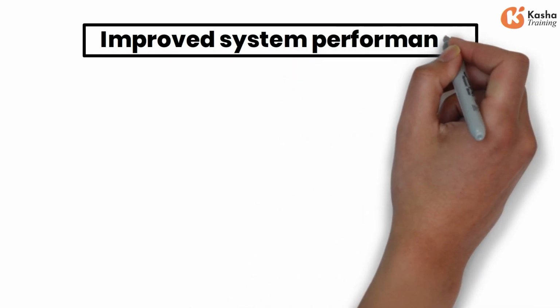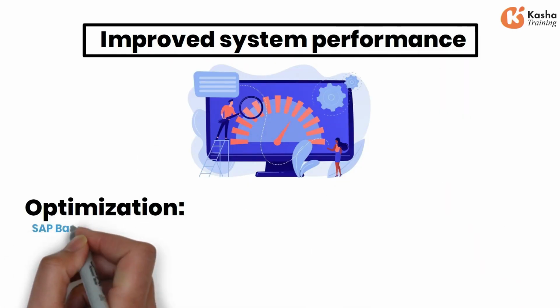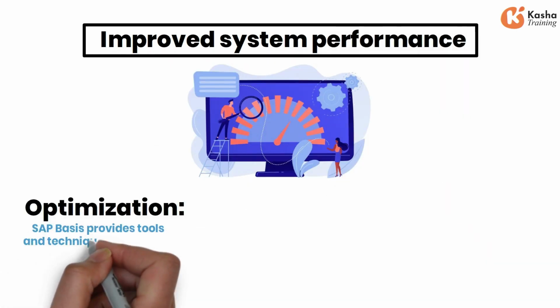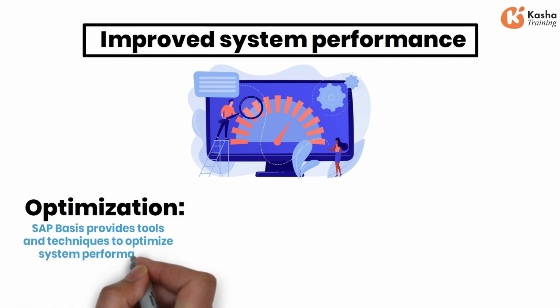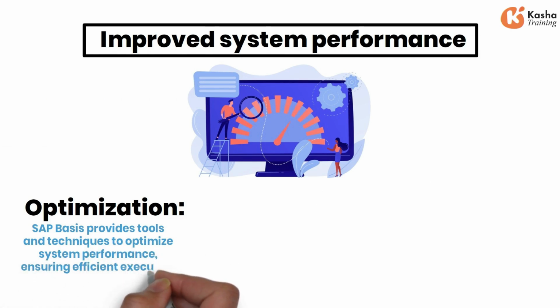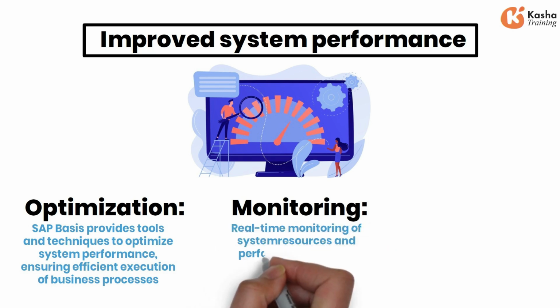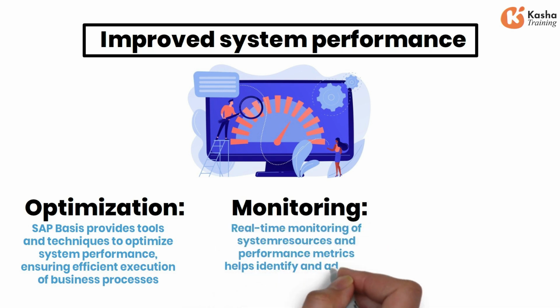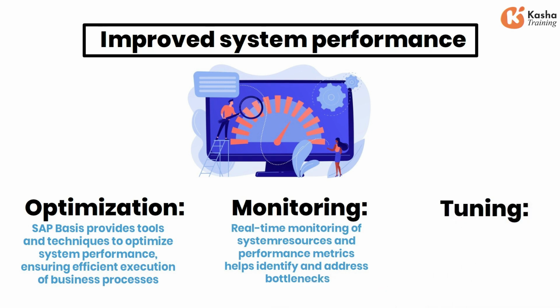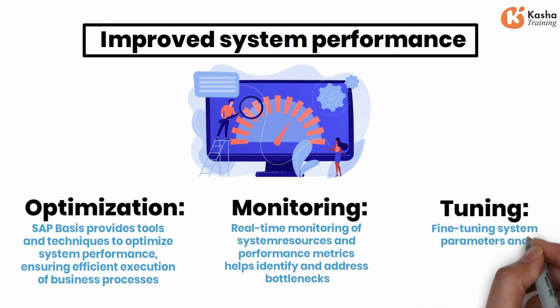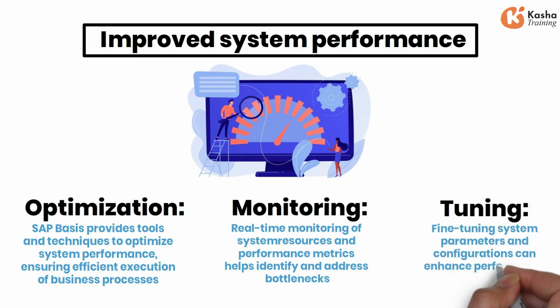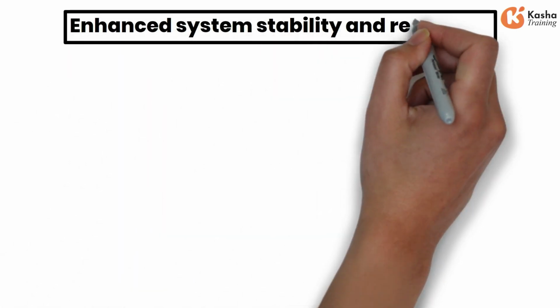Improved system performance. Optimization. SAP Basis provides tools and techniques to optimize system performance, ensuring efficient execution of business processes. Monitoring. Real-time monitoring of system resources and performance metrics helps identify and address bottlenecks. Tuning. Fine-tuning system parameters and configurations can enhance performance and responsiveness. Enhance system stability and reliability.